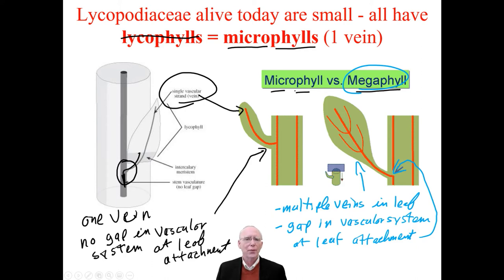An important thing to remember is that the size of a leaf does not have anything to do with whether it's a microphyll or a megaphyll. Microphylls can be reasonably large, and megaphylls can be extremely small. So these technical characters we've been talking about are what define megaphylls and microphylls, not their size. It's also true that most of the vascular plants have megaphylls. Microphylls are only restricted to a very few of the lower vascular plants, plants like Lycopodium and their relatives.